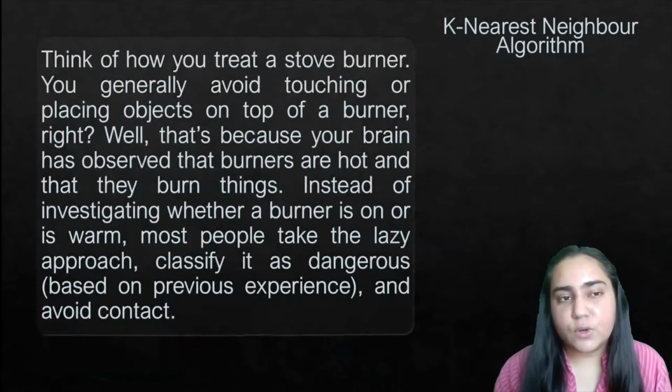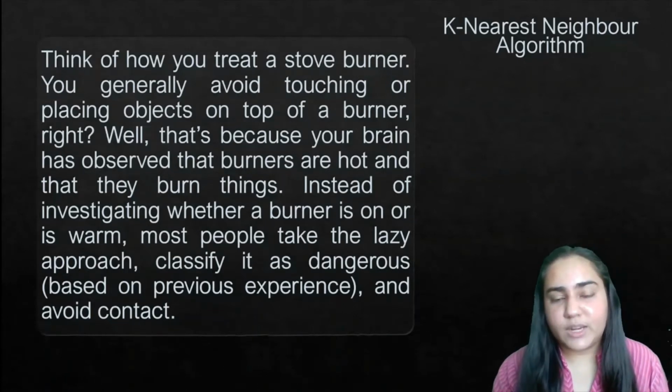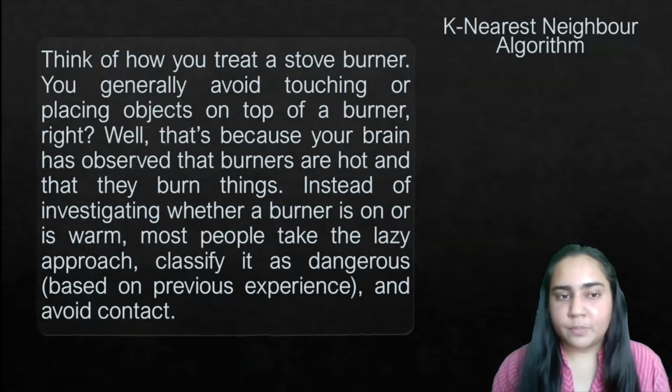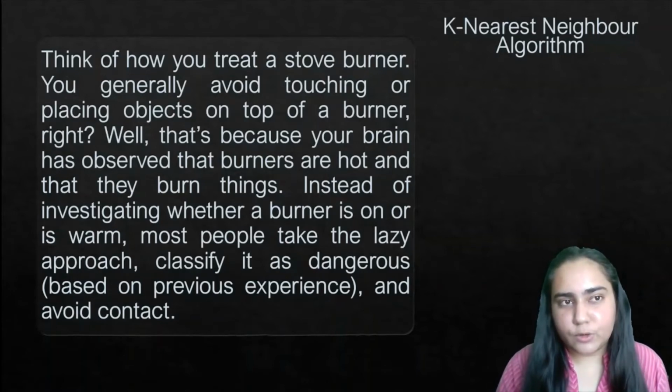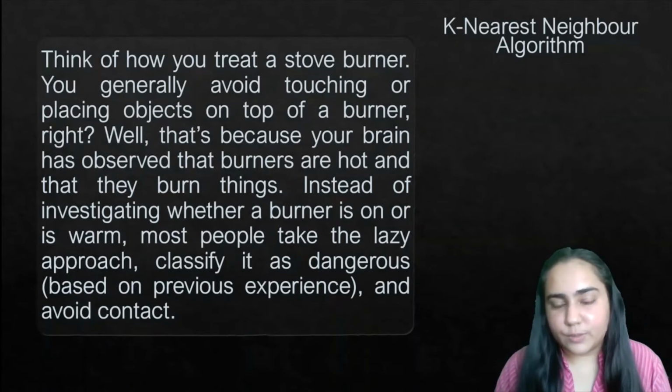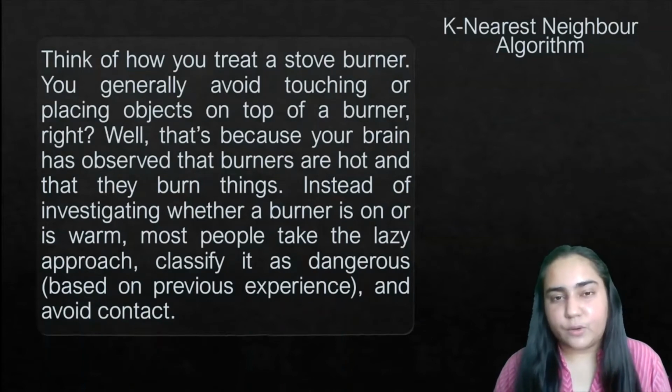Think of how you treat a stove burner. You generally avoid touching or placing objects on top of a burner because your brain has observed that if you touch it, it's going to be hot and you'll get burnt. So instead of investigating whether a burner is on or hot or not, most lazy people take the approach and classify it as dangerous, and they try to avoid contact. So most of the time we don't try to touch the burner because we know that it could be hot from past experiences. And that's the same way the k-nearest neighbor algorithm works.